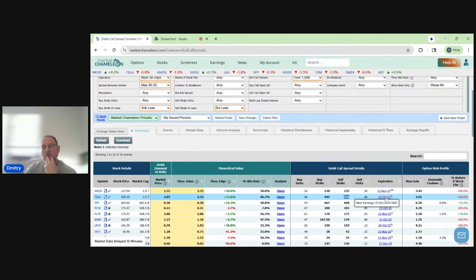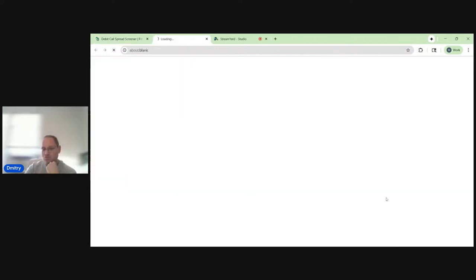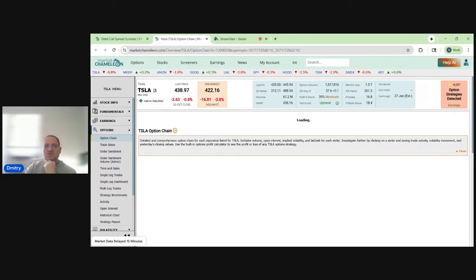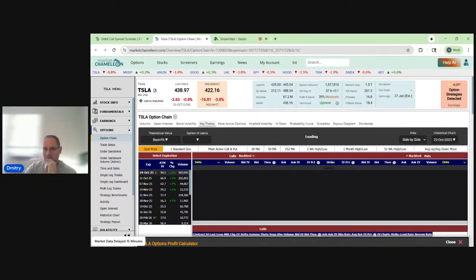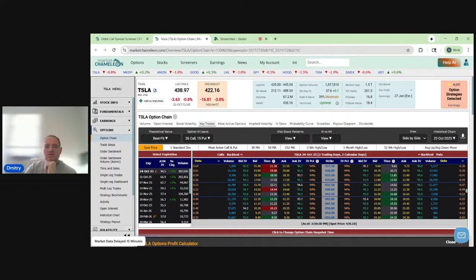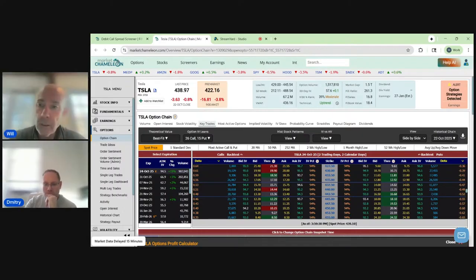Okay, so let's click on October 24th. And let me know if this goes to the options chain. This is what I did differently. Tell me if you see Tesla's option chain. Will? Yeah, sorry, it froze real quick. I do see Tesla's option chain. Okay, so you guys see Tesla's options chain.